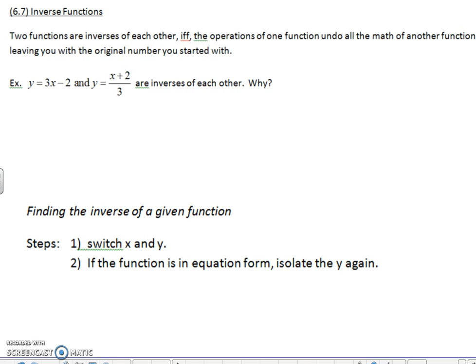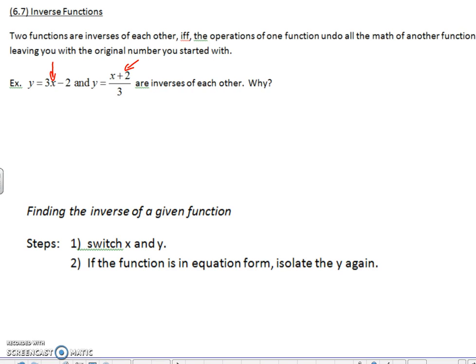Ladies and gentlemen, from your investigations today in that fun, exciting activity you did, my definition of inverses is something like the following. Two functions are inverses of each other if and only if the operations of one function undo all the math of another function, leaving you with the original number you started with. Take a look at this. I've got two equations here, two functions: y equals 3x minus 2 and y equals (x plus 2) over 3. My question to you is, do they seem like they might be inverses of each other?